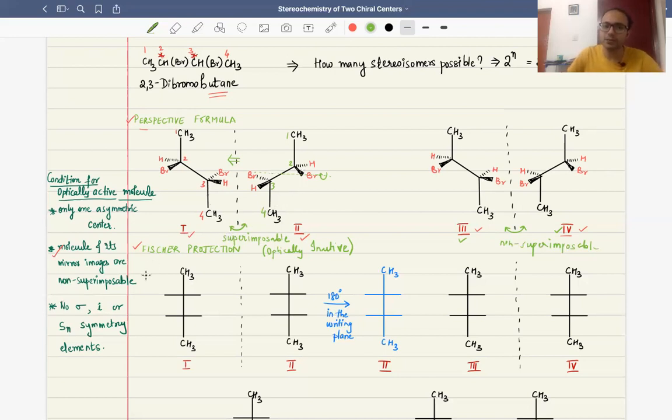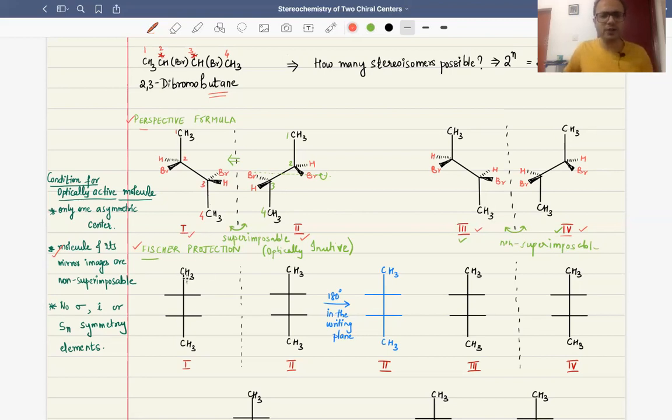So whenever we have more than one chiral center or more than one stereocenter present in the molecule, it is always advisable to use the Fischer projection formula instead of the perspective formula. Now you will understand why I am saying so. So let me draw the corresponding Fischer projection formula for each of the perspective formulas drawn above.